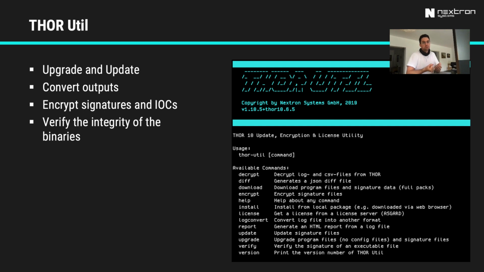It can be used to convert output. Sometimes you collected only text logs and you would like to convert text logs from multiple systems to a single HTML report. That can be done with THOR Util. It could also be used for the signature and IOC encryption, as I told you, and to verify the signatures of the executables. So if you are unsure if the signatures are still correct, we have signature files located in the program folder with a .sig extension, and you can use these to verify the integrity of the downloaded executables.